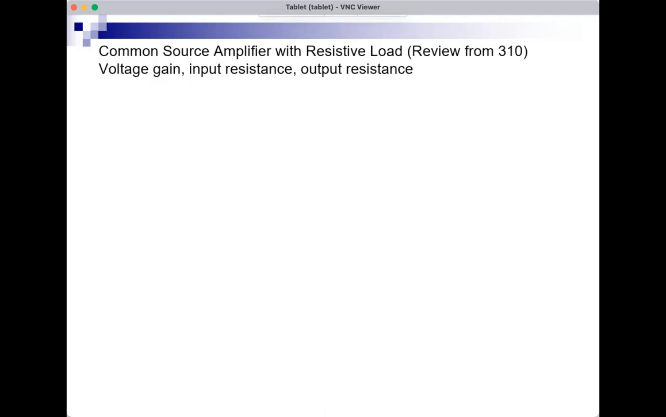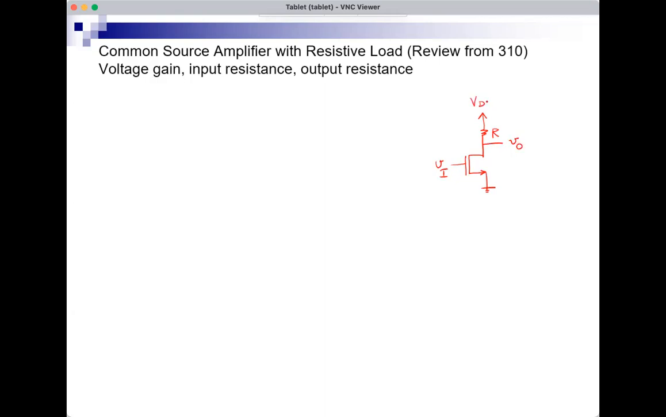We'll start the lecture today with a review of the common source amplifier from 310. This is a very simple circuit. When we have a common source amplifier with resistive load, it consists of a MOSFET, a resistor, and that's it. So a resistor R between the supply and the drain of the MOSFET. The input is at the gate of the MOSFET, and the output is taken from the drain of the MOSFET.